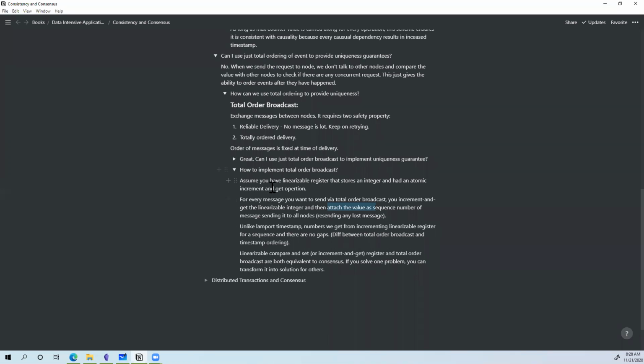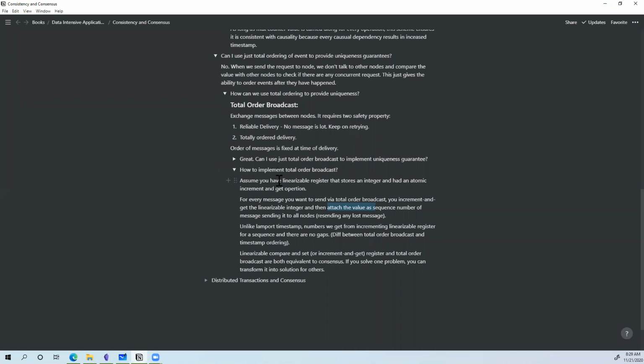Again, this was also very briefly explained, and I don't know, if we actually have a linearizable system already, what are the scenarios in which total order broadcast is used.